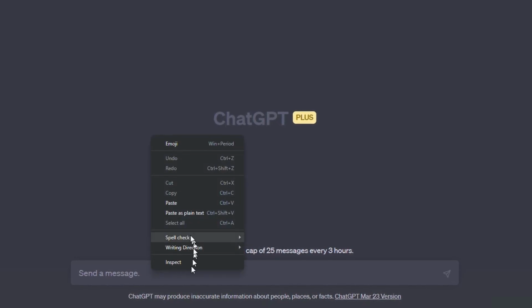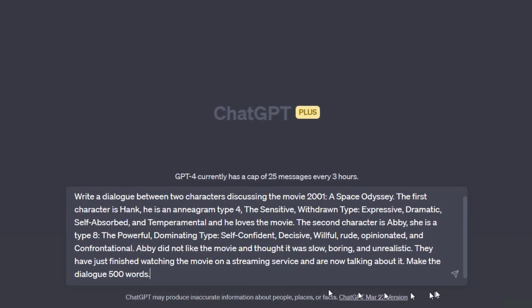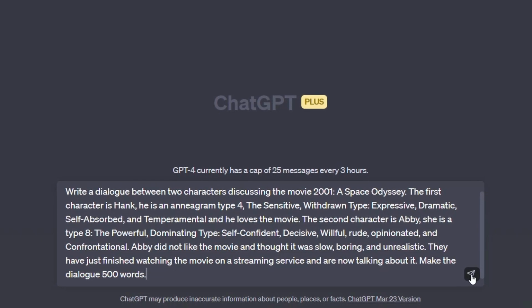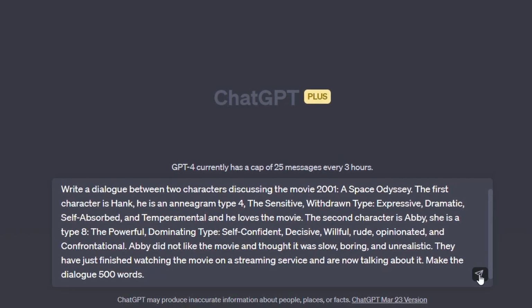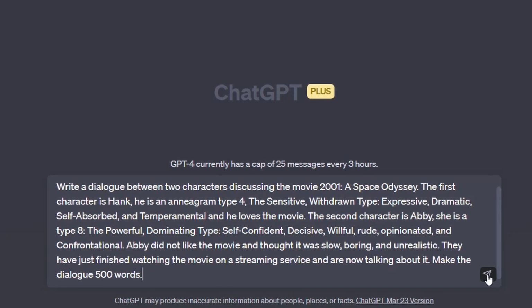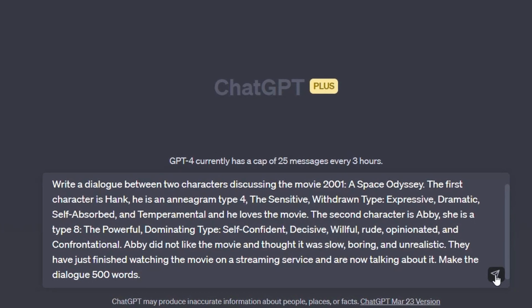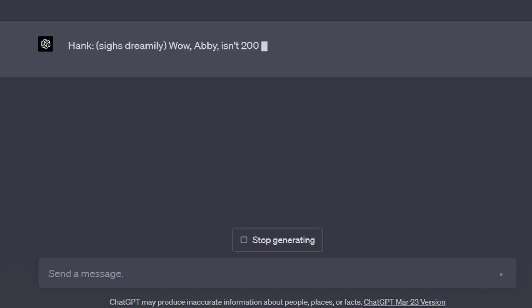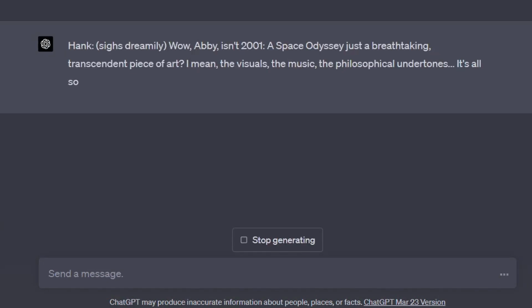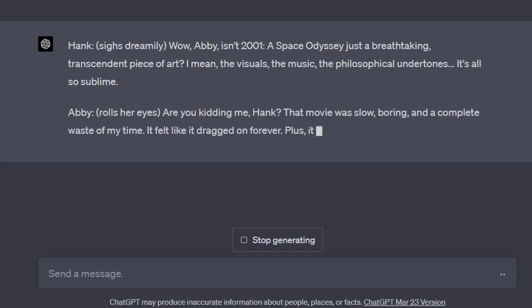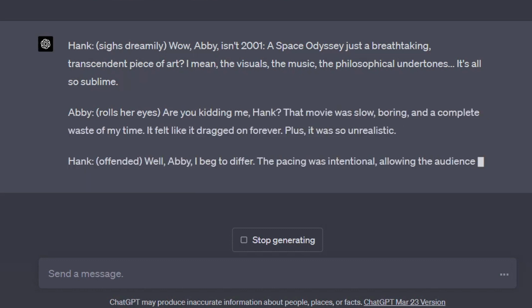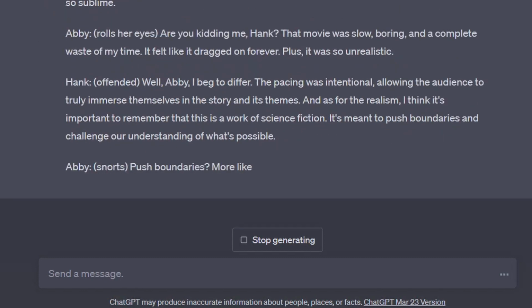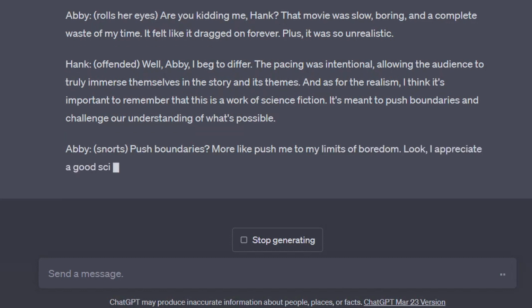We'll tell it to write a dialogue between two characters discussing the movie 2001, A Space Odyssey. The first character is Hank. He is an Enneagram type 4, the sensitive, withdrawn type, expressive, dramatic, self-absorbed, and temperamental, and he loves the movie. The second character is Abby. She is a type 8, the powerful, dominating type, self-confident, decisive, willful, rude, opinionated, and confrontational. Abby did not like the movie and thought it was slow, boring, and unrealistic. They've just finished watching the movie on a streaming service and are now talking about it.